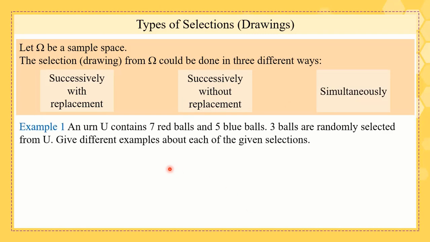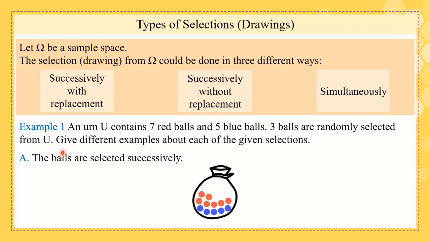Let's see this example. An urn U contains 7 red balls and 5 blue balls. This is the urn. It contains red and blue balls. 3 balls are randomly selected from U. We need to choose 3 balls from this urn. The question is to give different examples about each of the given selections. Well, if the selection is done successively, give me an example about the 3 balls that are selected successively.